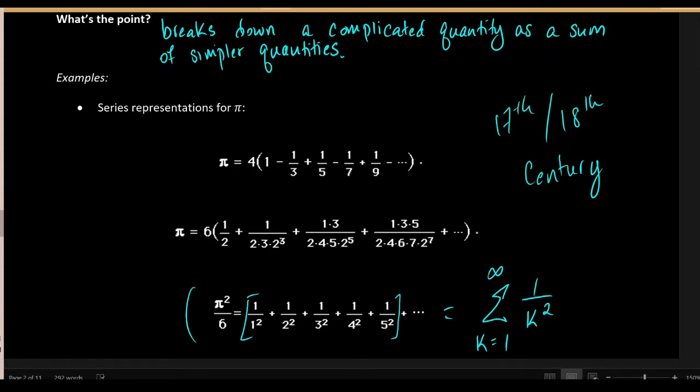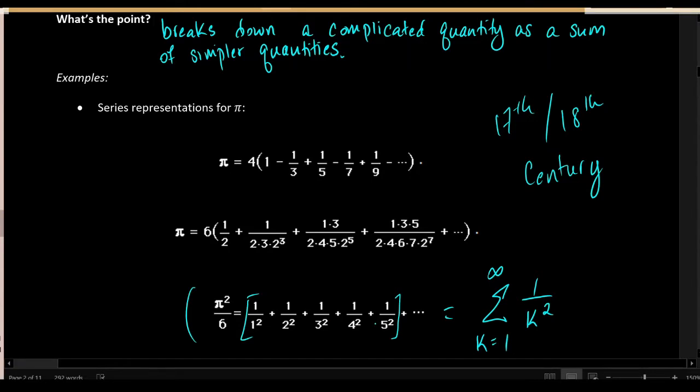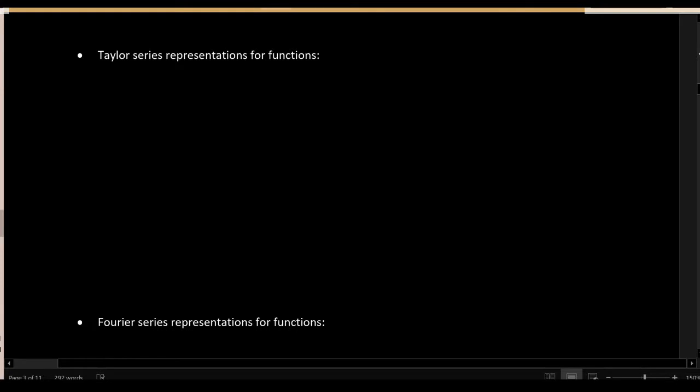So you could calculate this sum by hand, you could multiply that result by 6, and then you could take the square root of that number, and you'd have a pretty good approximation for pi. Functions can also be broken down as a sum of simpler functions.